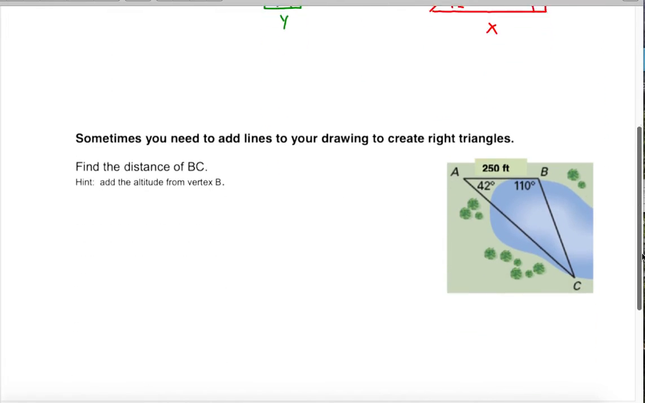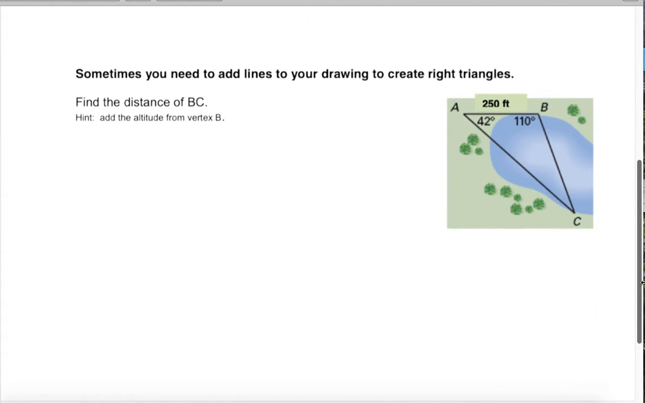And then the last homework problem, there's only 5, so it's not too difficult. You'll notice that we don't have a right triangle here, and they want you to find the distance from B to C. So they want that length. So what you're going to need to do is make a right triangle. They give you a hint. It says add the altitude from vertex B. So what you're going to do is from B, we're going to split this 110 degree angle, and we're going to make 2 smaller right triangles out of that.